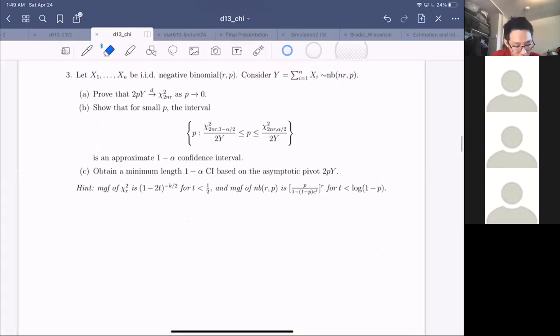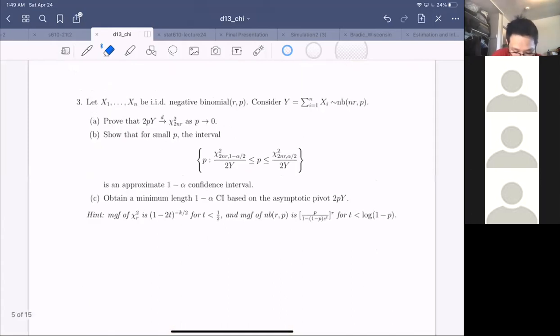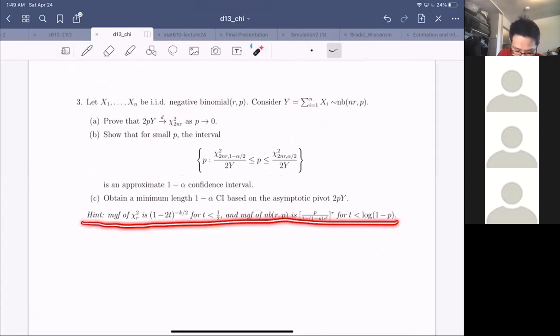We have 25 minutes. Okay, I give you another 5 minutes to look at question 3. So for part A, you have to use the hint. You have to show that the moment generating function converges to the moment generating function.